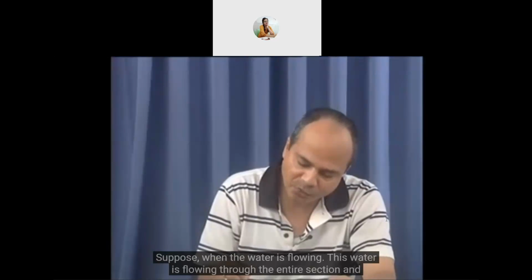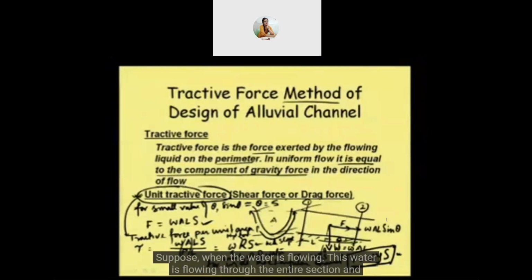Suppose when the water is flowing through the intersection, it is well understood that the shear stress exerted at this point and maybe at this point will not be equal. That will definitely be different. But we get this value by dividing the total shear force by the entire surface length, and that's why we are considering this as average shear stress. The actual shear stress will of course be a little less than that and will have some variation.